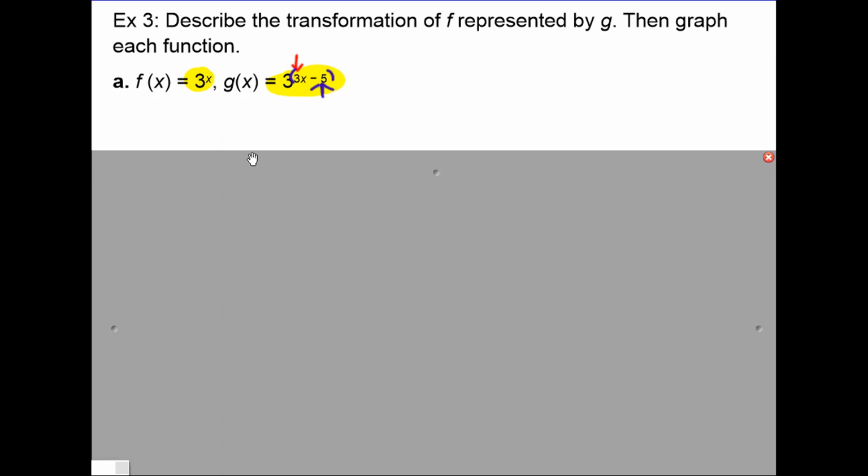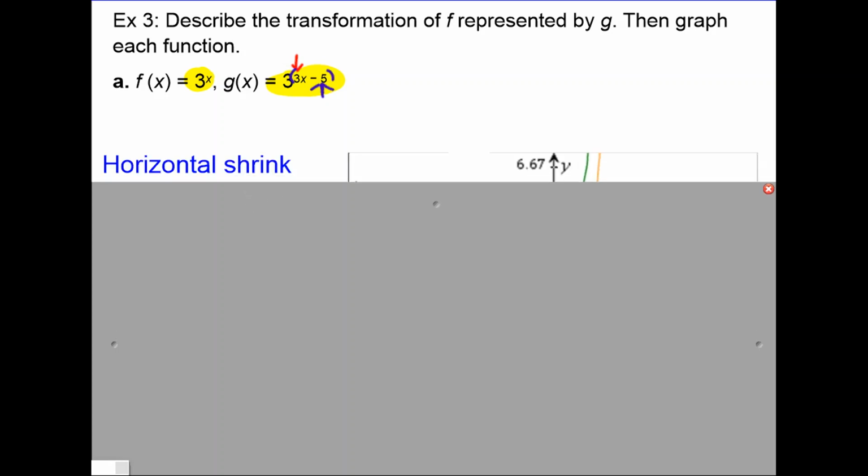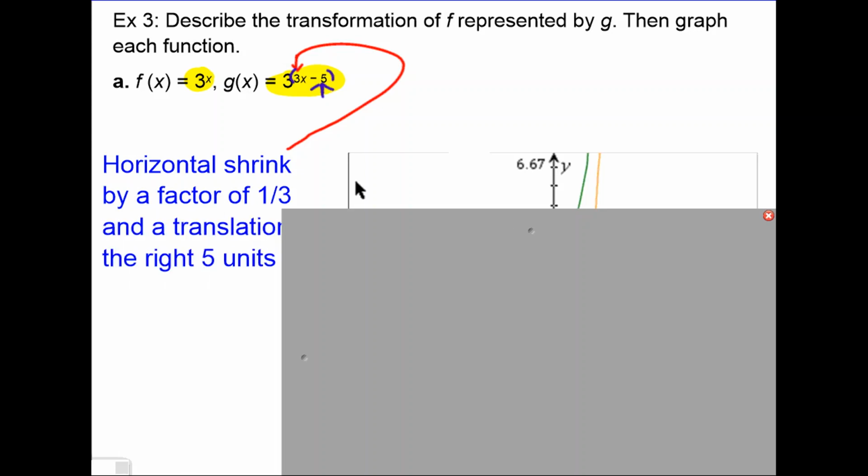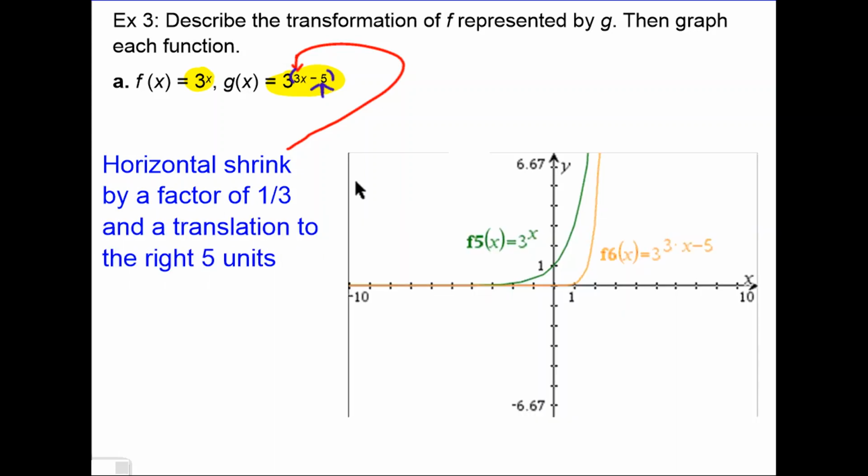So, if I'm looking at that, just looking at the 3, since it is inside, it is a horizontal movement. Horizontally, if the 3 is bigger than 1, I have a horizontal shrink, and it is by a factor of 1/3. That comes from that 3 that's right there. Then the minus 5 tells me that I have a translation to the right 5 units. And again, Control T for your graph. The green is your f of x function. The orange is your g of x function.